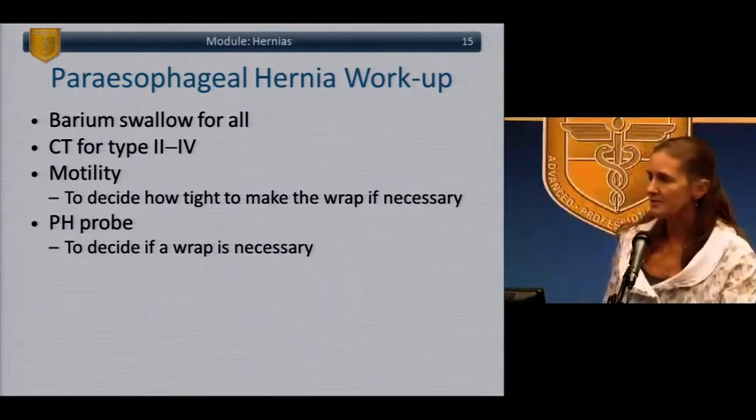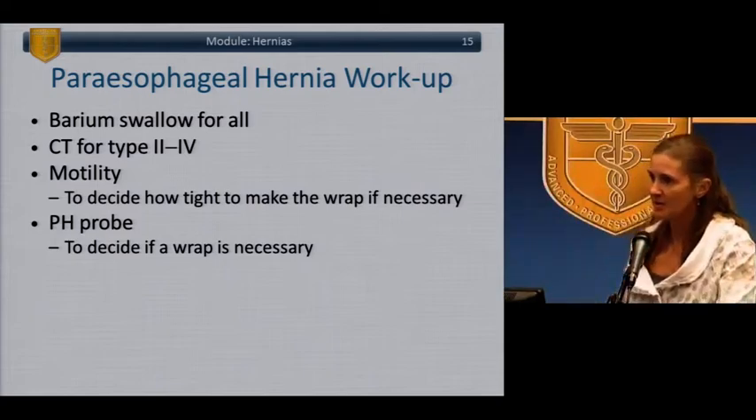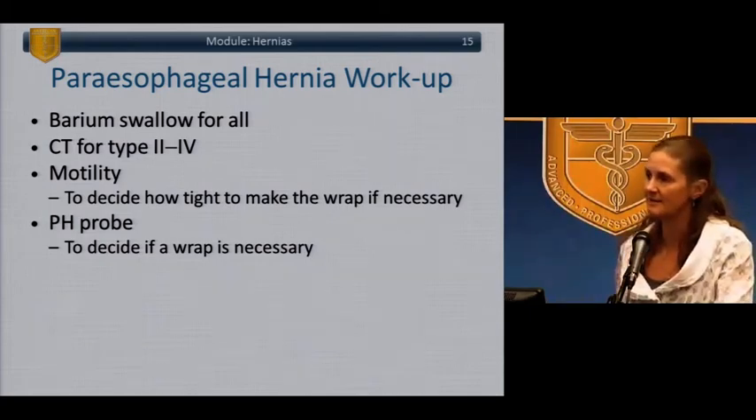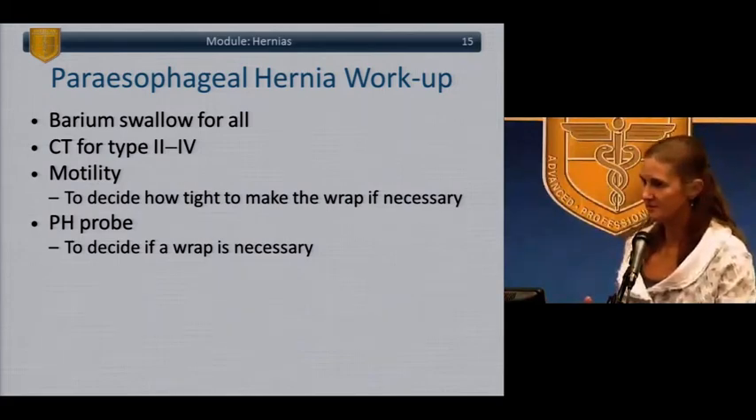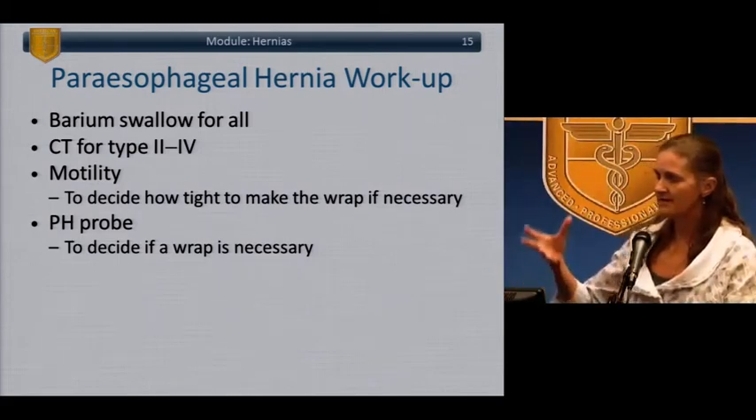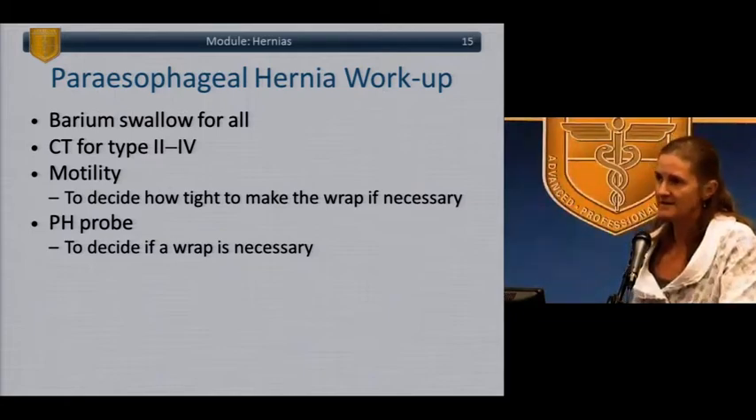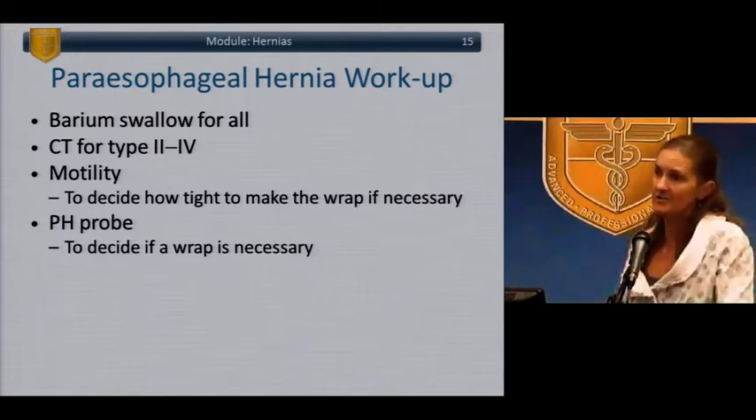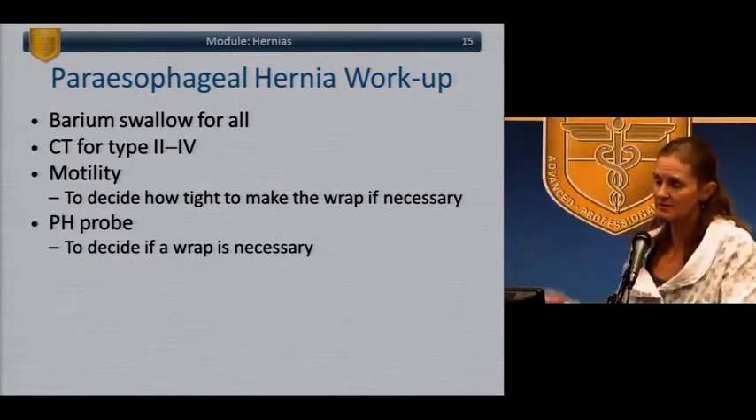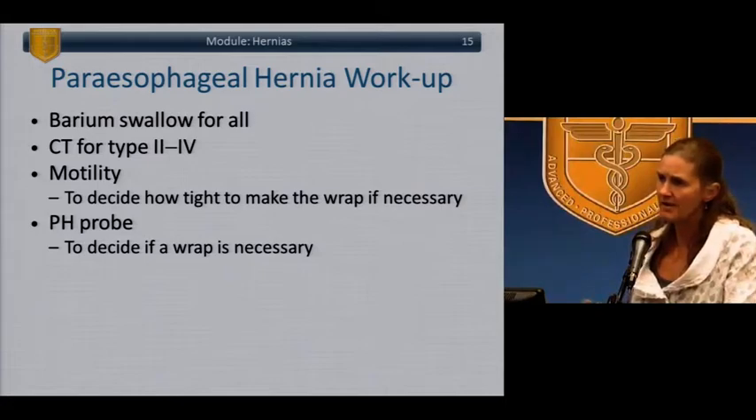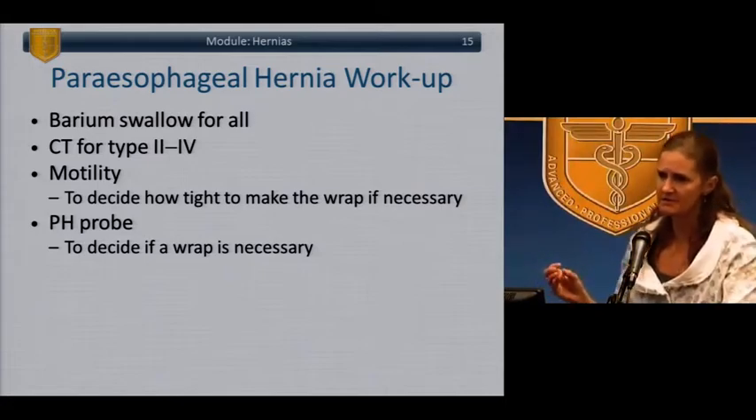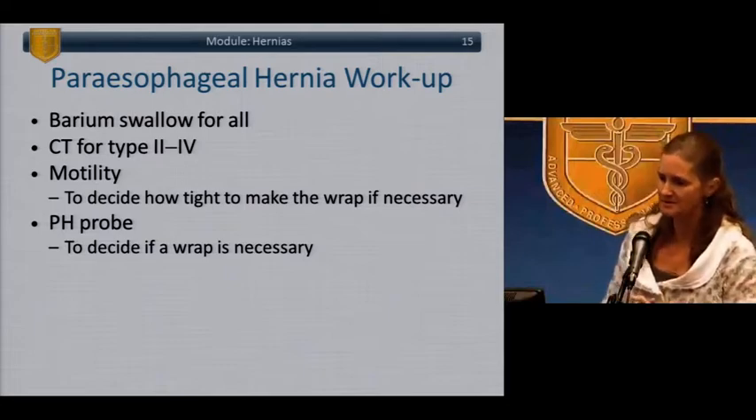A barium swallow is a really good place to start because it can help you define the static anatomy and the dynamic anatomy. So if you've got a good radiologist that knows what they're doing, they can help you identify whether or not that lower esophageal sphincter is sliding. It can also help you identify how much of that stomach is in the chest if it's really done well. It can give you a little bit of evaluation of the contraction of the esophagus, so it can give you quite a bit of information.